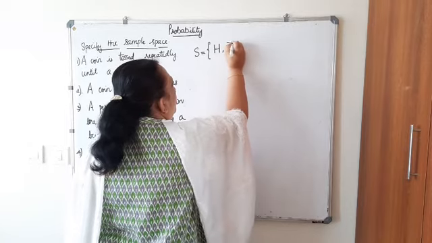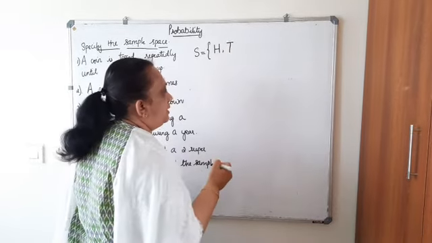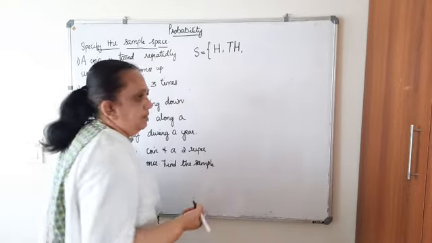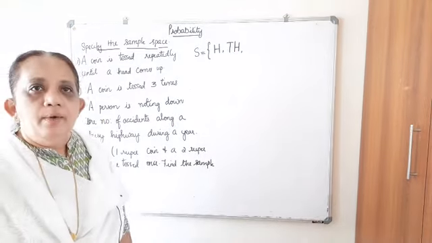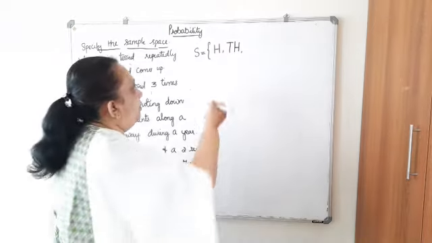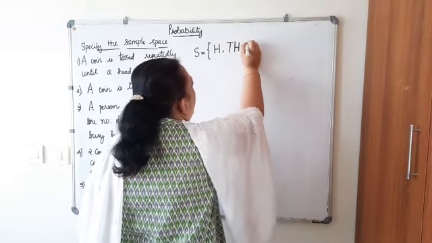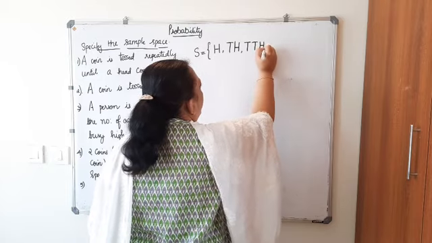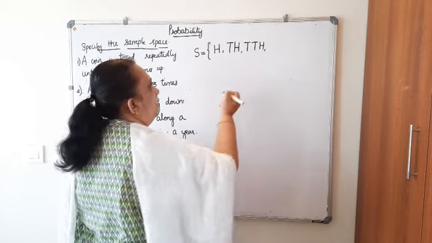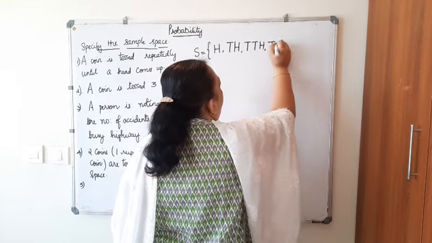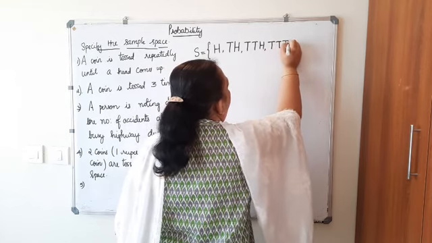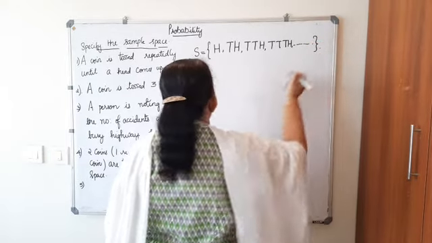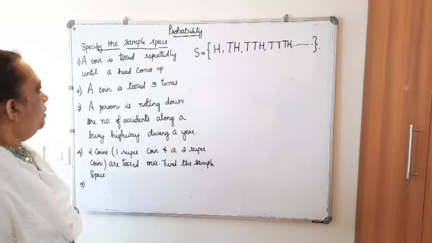Suppose in the second throw, you get a tail first and then a head. This is a chance. Now, in the third case, if this does not happen, then you can get a tail, tail, head, and so on. This is the sample space.